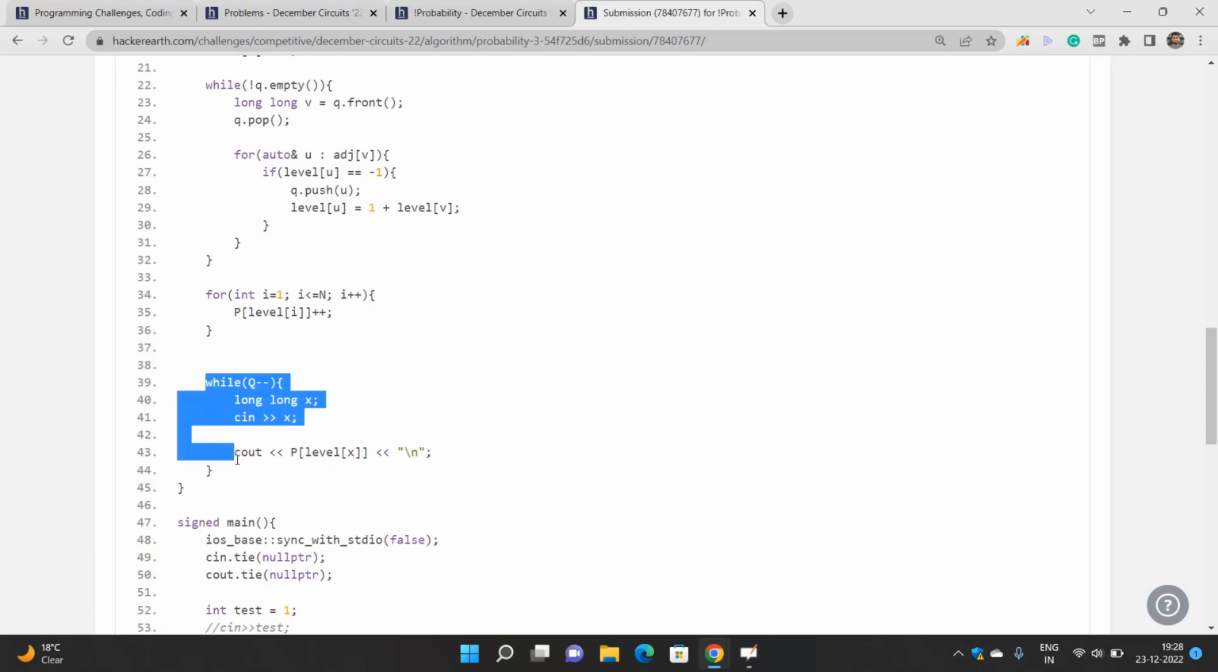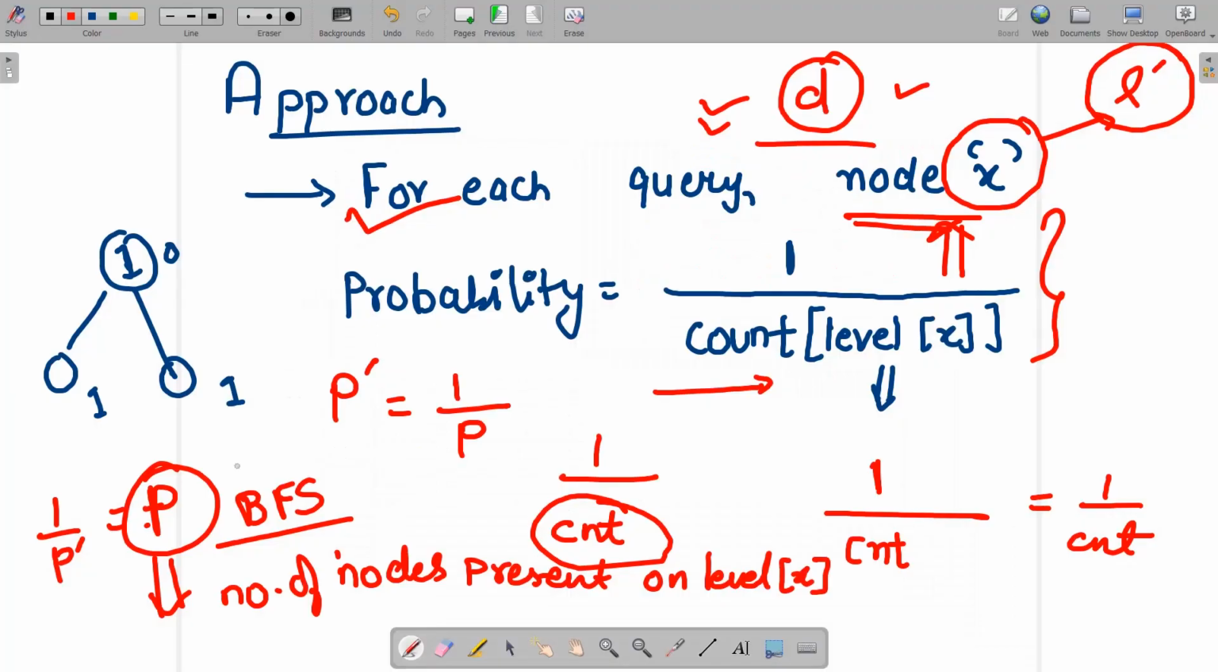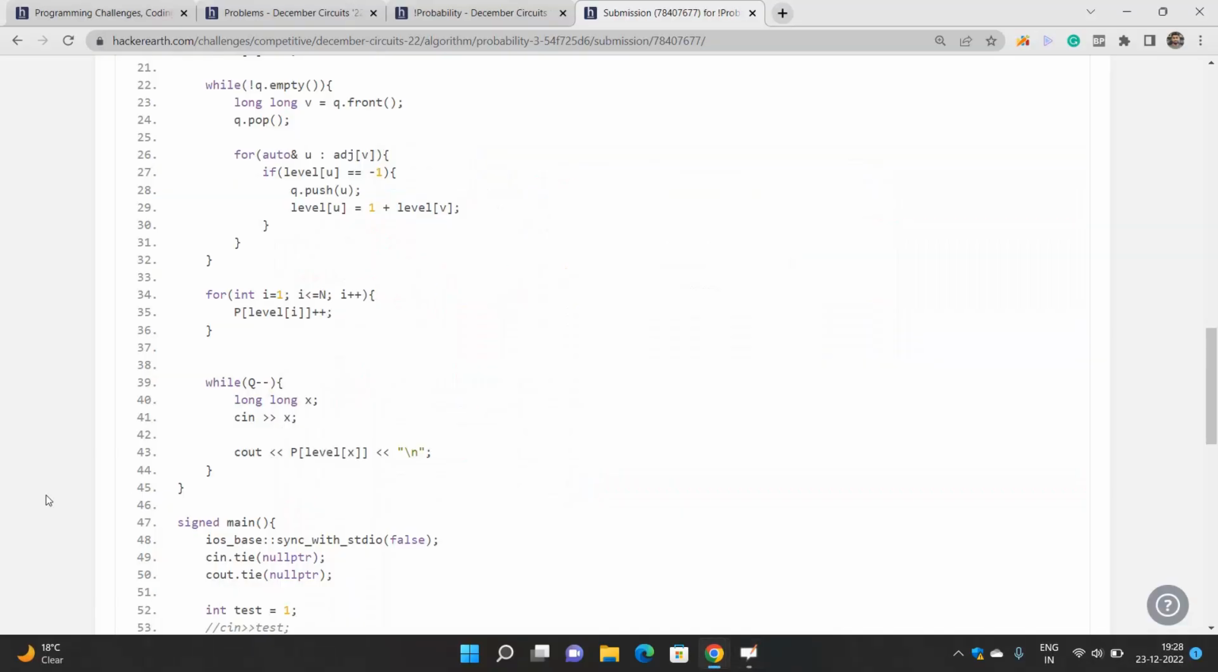So what will be our answer? Our answer will be 1 by p dash, where p dash is called the probability. So our answer is 1 divided by the number of nodes present on the level of x. So if you do 1 upon 1 by the count of the number of nodes present on the level of x, then you will get the number of nodes present on the level of x. So indirectly, for each query, your answer is the number of nodes present on the level of x. Okay, so that's what we are just printing over here.